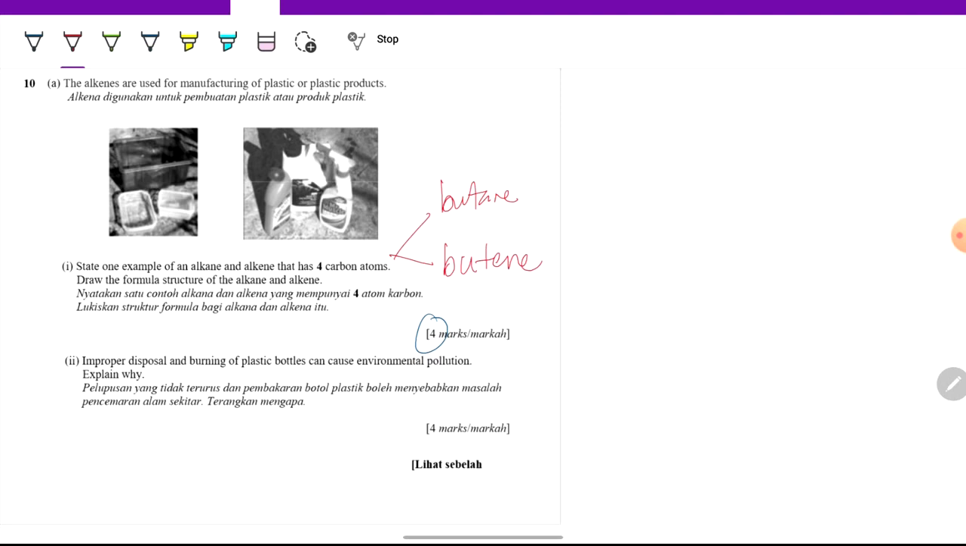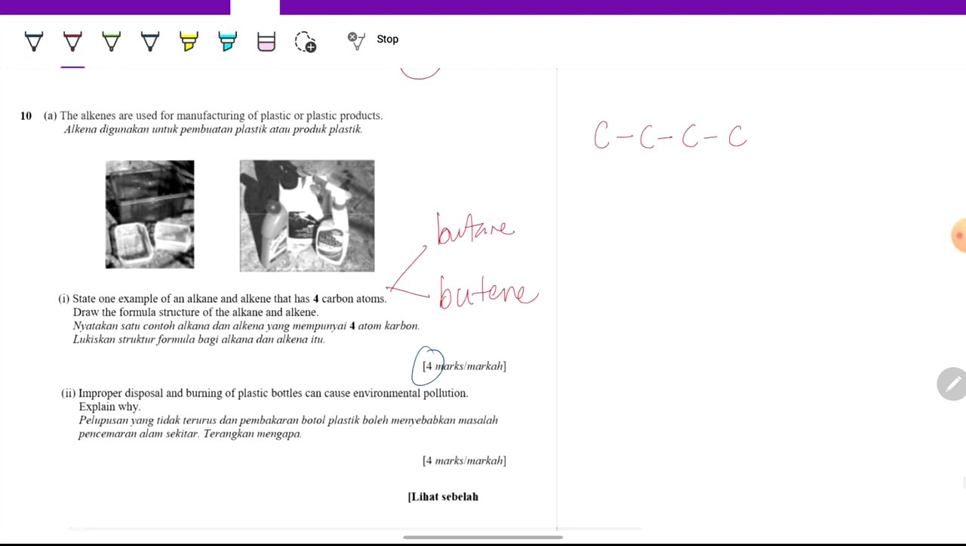Okay, so here we can draw out. First one, butane, so 4 carbons: 1, 2, 3, 4. No carbon-carbon double bond, so this is called butane.